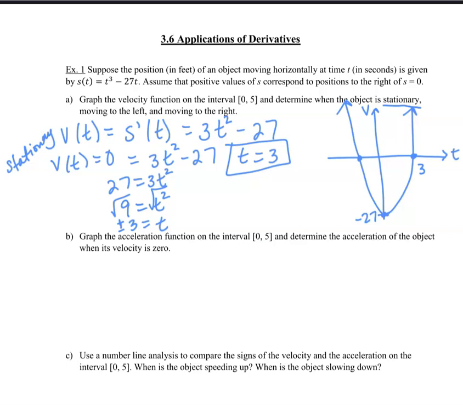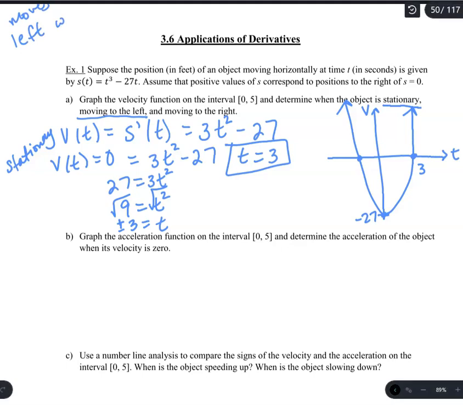Now, when is the particle moving to the left? So the particle is moving to the left whenever the velocity is negative. So make that note somewhere on your paper. The particle is moving to the left when the velocity is negative. So let's see, I'm going to write it up here. The particle moves left when the velocity is negative, and it moves right when the velocity is positive.